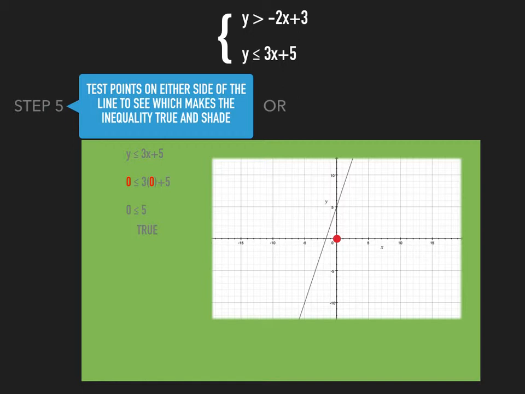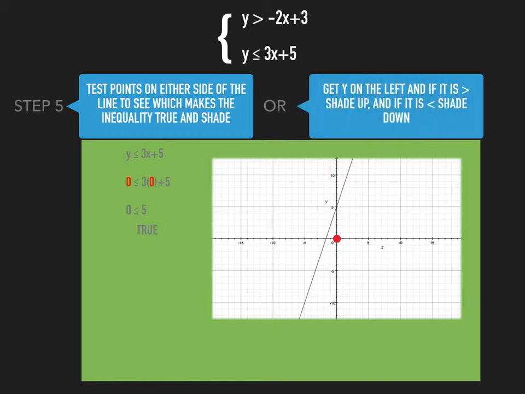Or if you're using the other technique, you can get y on the left, and then we want to look at the y-intercept and find, in this case, where y is less than, so where the y values are going down. So it's going to be that bottom half there. So it's going to be, once again, in our right-hand side of our line that we're going to shade.